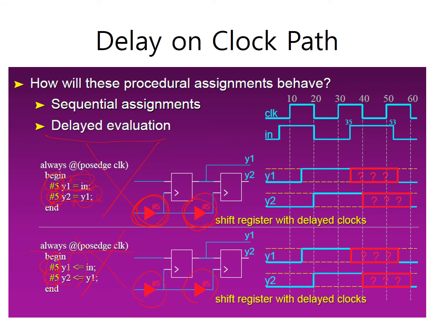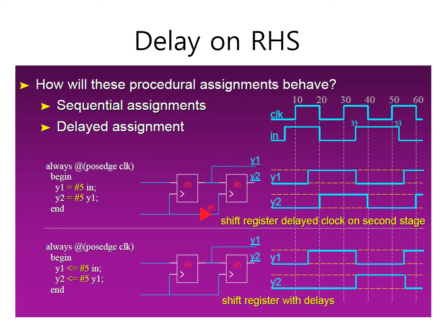So what we really want to model is sometimes the clock to Q delay. If the input comes in and the output comes out with a certain delay, the output just comes out. There's just a certain clock-to-Q delay there. So if you want to model this kind of clock-to-Q delay, you never use those kinds of descriptions.